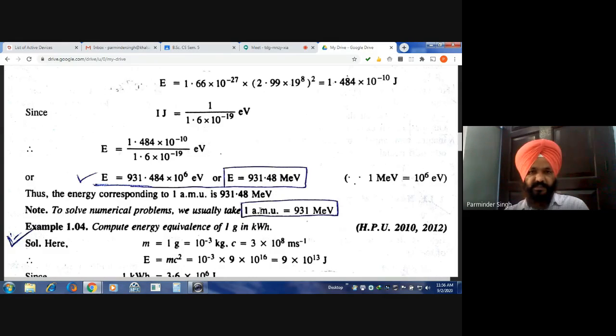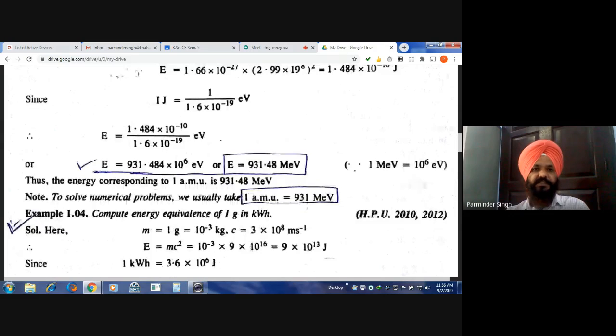So this is the simple relation. So the energy corresponding to 1 AMU, atomic mass unit, is always equal to 931 mega electron volt. To solve any numerical problem, we can always use this value. For 1 atomic mass unit, 931 mega electron volt will be the energy.